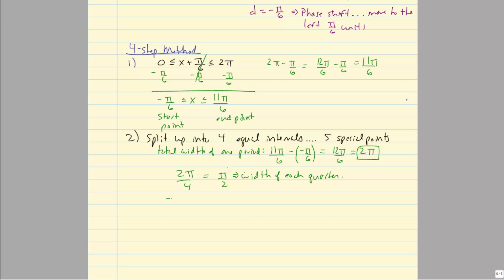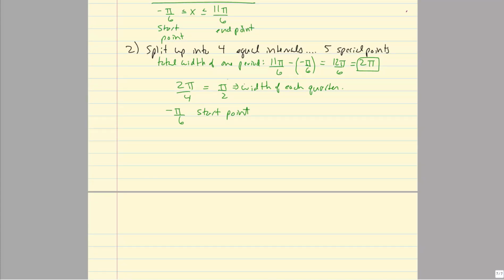Okay, so I'm going to start at negative pi over 6. That's my start. And I'm going to go to my next point. So this is my first point. Here's my second point. This would be negative pi over 6 plus pi over 2 because that's the width from up here. So this would be negative pi over 6 plus 3 pi over 6 would be 2 pi over 6, which is pi over 3. So that would be my second point.